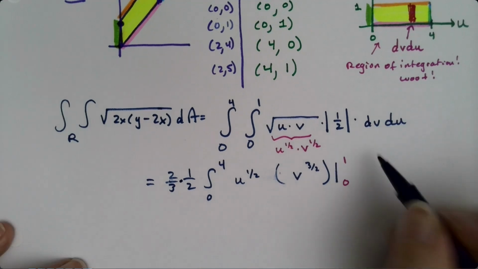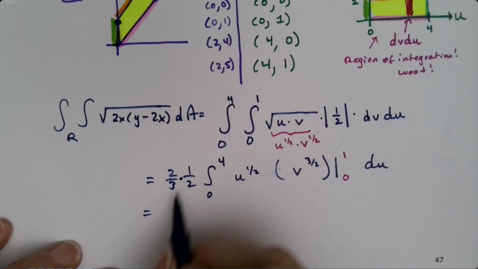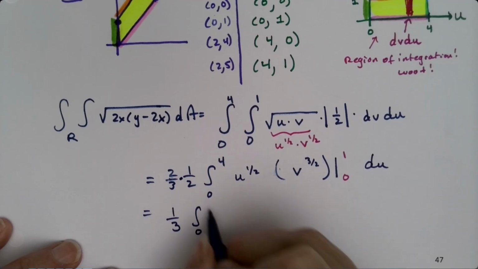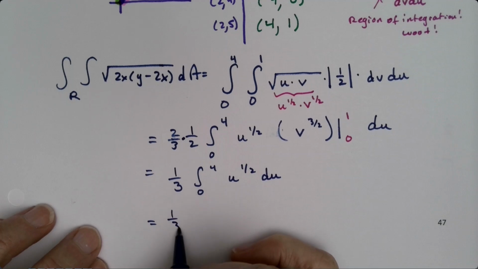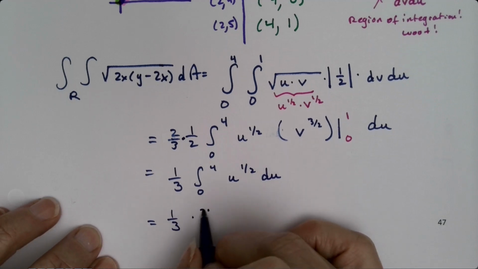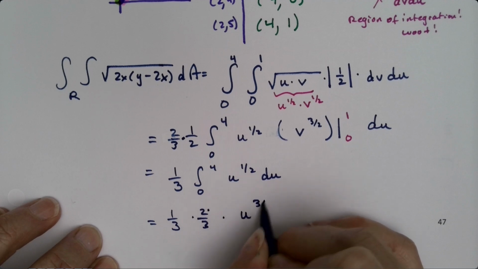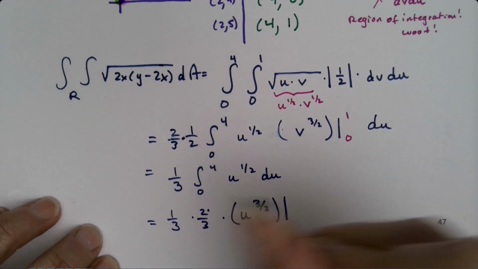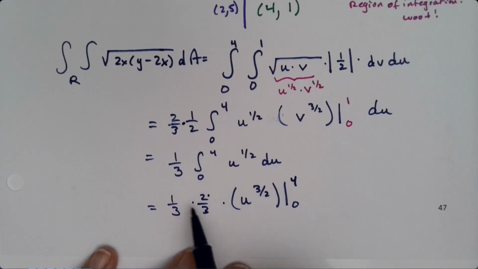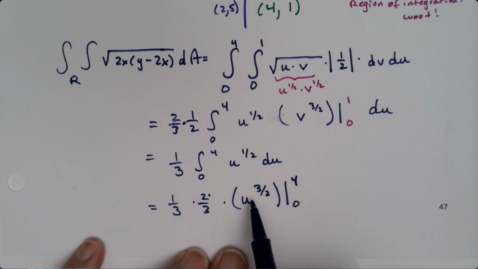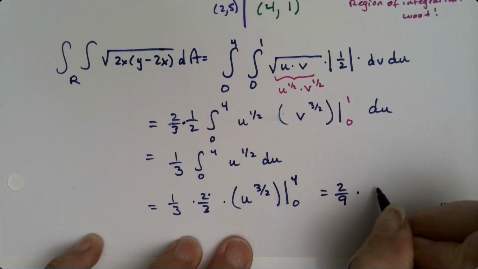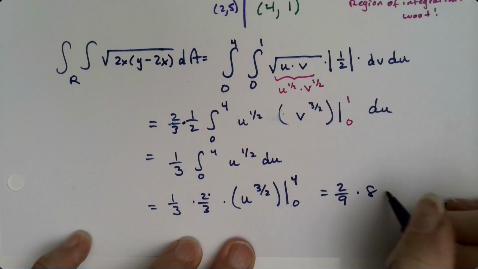And then du, we haven't done our du yet. Okay, so this becomes 1/3 integral from 0 to 4 of u to the 1/2 du. And again, this is just really easy. So that's 2/3 times u to the 3/2 from 0 to 4. 2/3 times 1/3 is 2/9, and then this will be 4. Square root of 4 is 2. 2 to the 3rd is 8. So this is 2/9 times 8, which is 16/9.